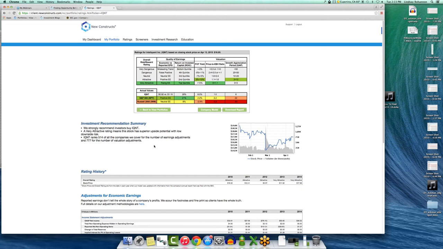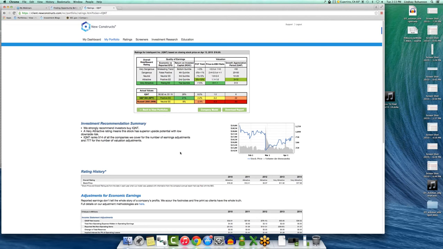So not only is it in the top quintile, or the top 20% of all of the 3,000 companies that are under our coverage, but I would say personally, just based on my own experience, that it's probably in the top 15%, maybe even close to the top 10% of all the companies that we cover. So 28% is very high. Free cash flow yield, we can see that it's attractive.